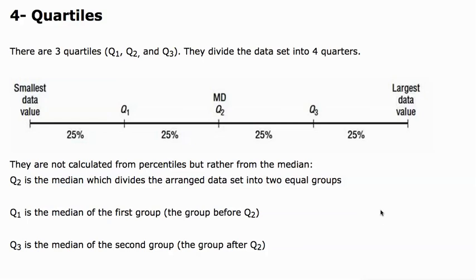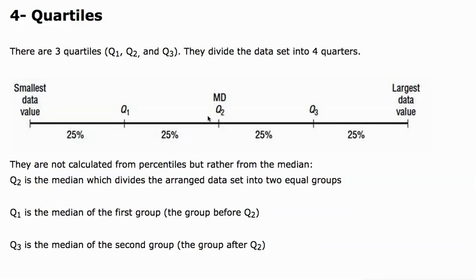Okay, now we want to look at the measures of position. So one of these measures is the quartiles. The quartiles are three values, Q1, Q2, Q3, that divide the entire data range into four quarters. Here's the first quarter, second quarter, third quarter, and the last quarter.